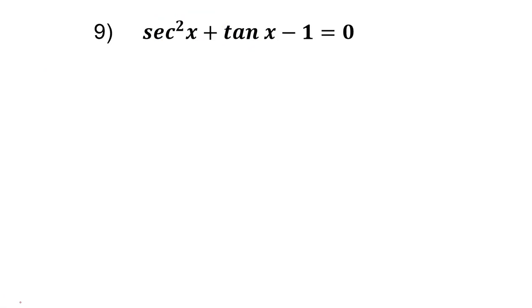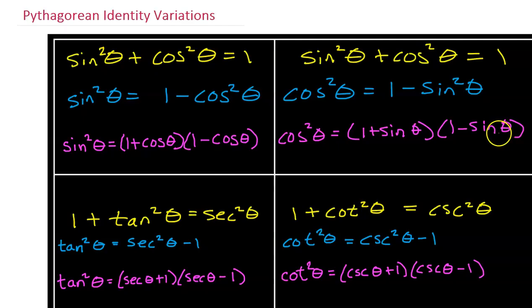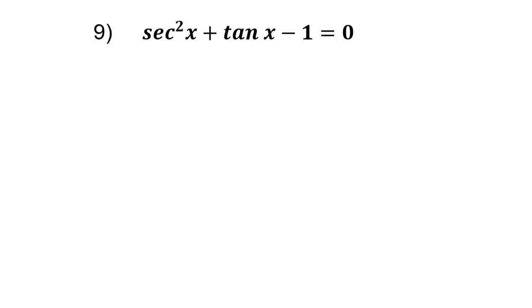Number 9 looks weird. We have secant and we have tangent in the same problem. We really need to fix that in some way. Perhaps we can use our Pythagorean identities. So I see that secant squared right here is equal to 1 plus tangent squared. So let's make that substitution. So I will replace secant squared with 1 plus tangent squared.